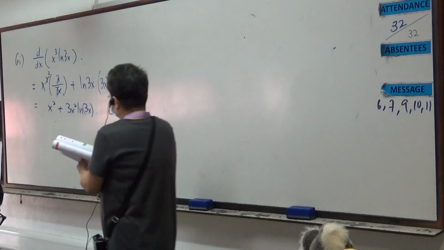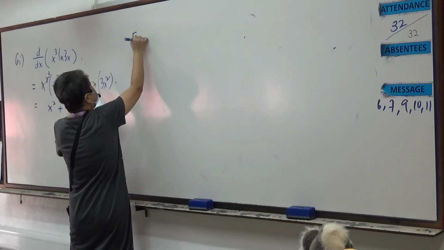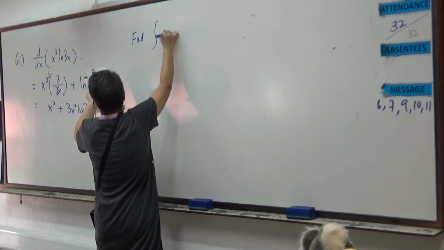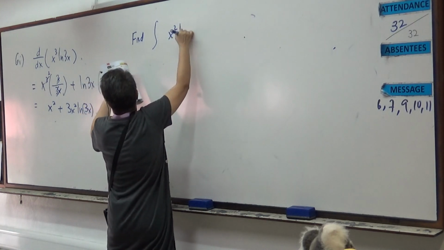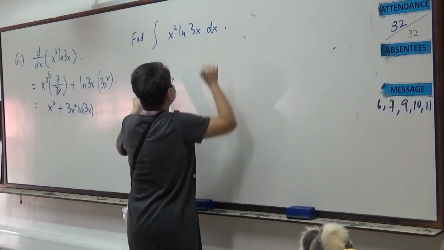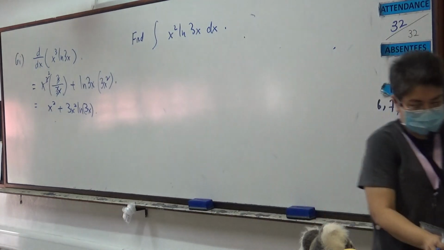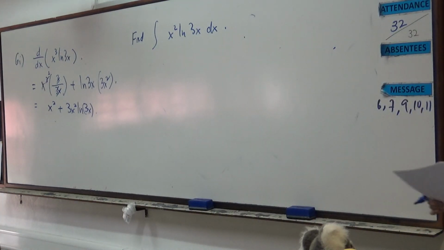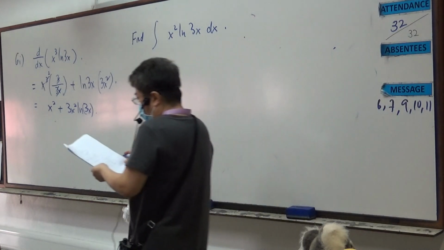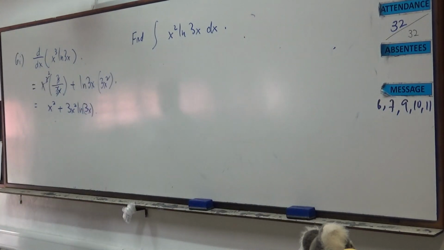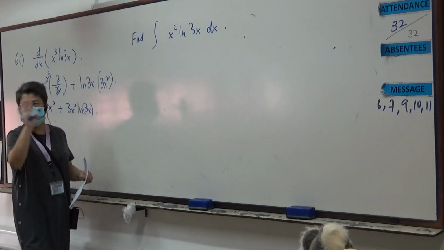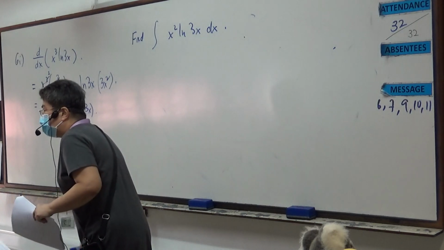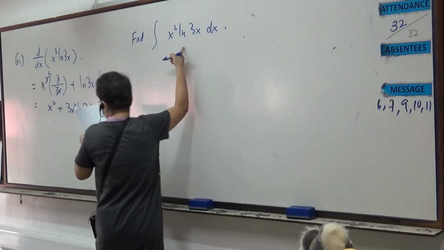Hence, find. You're supposed to find the integration of what? x squared ln 3x dx. Okay? x squared ln 3x dx. Now, can you see it's almost the same, but it's not the same? Am I right to say that? I am supposed to find this one only.